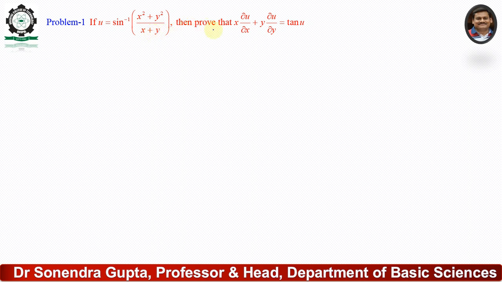Okay, now question number 1: if u equals sin inverse of x square plus y square upon x plus y, then prove that x del u by del x plus y del u by del y equals tan u.